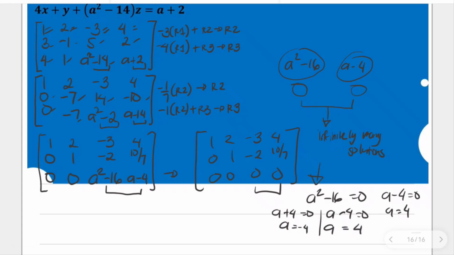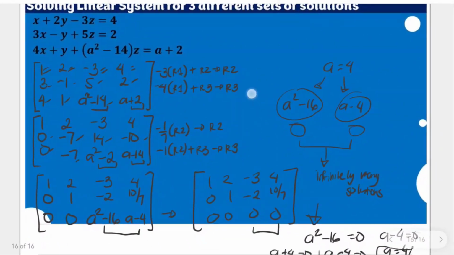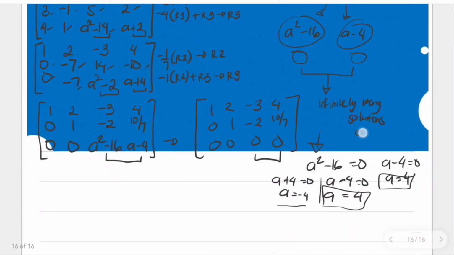Look at the two situations. Of course, we could have negative 4 here, but if we apply negative 4 here, this will not become 0. That is negative 8, right? So this is the only value that will make it true: when applied to a squared minus 16 and a minus 4, a is equal to 4, and we'll have infinitely many solutions. So for the entire linear system to have infinitely many solutions, a must be equal to 4.